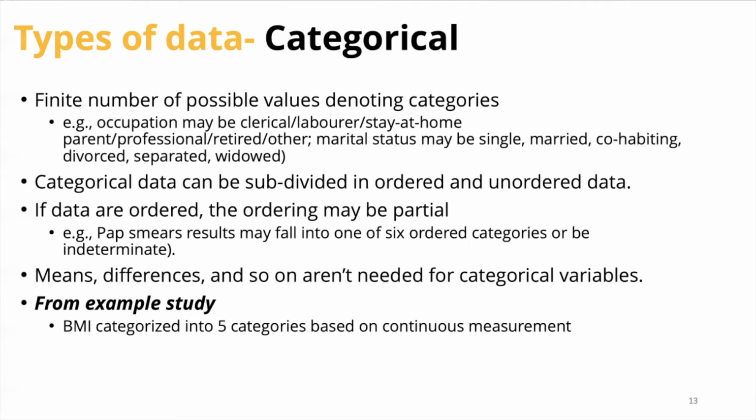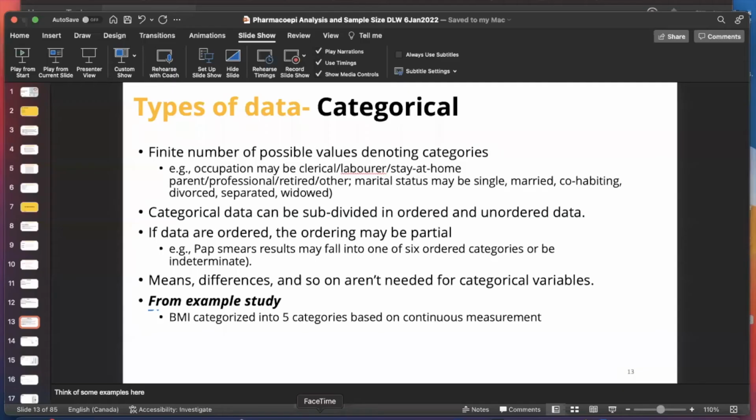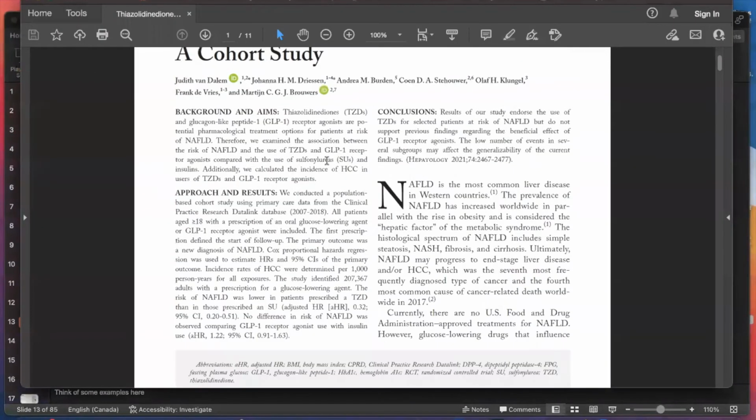You don't typically calculate means or differences for categorical variables, but you can calculate, again, the N and percent of subjects with that given characteristic within your overall study population. So from our example study, BMI was categorized into 5 categories based on a continuous measurement. I'm actually going to go to the study and show you that right now.